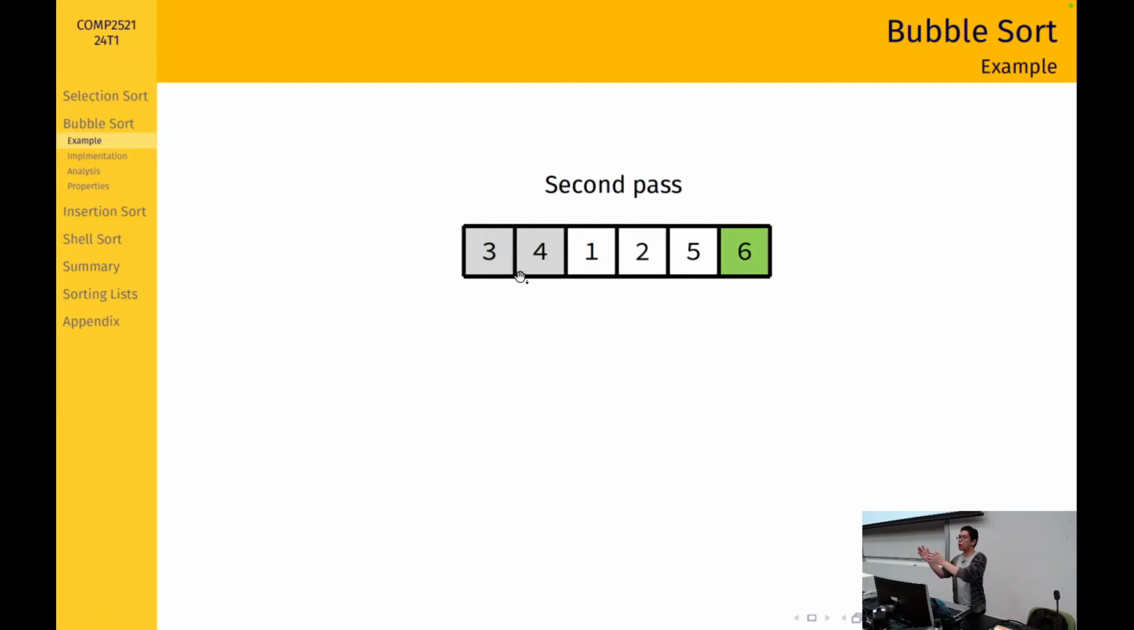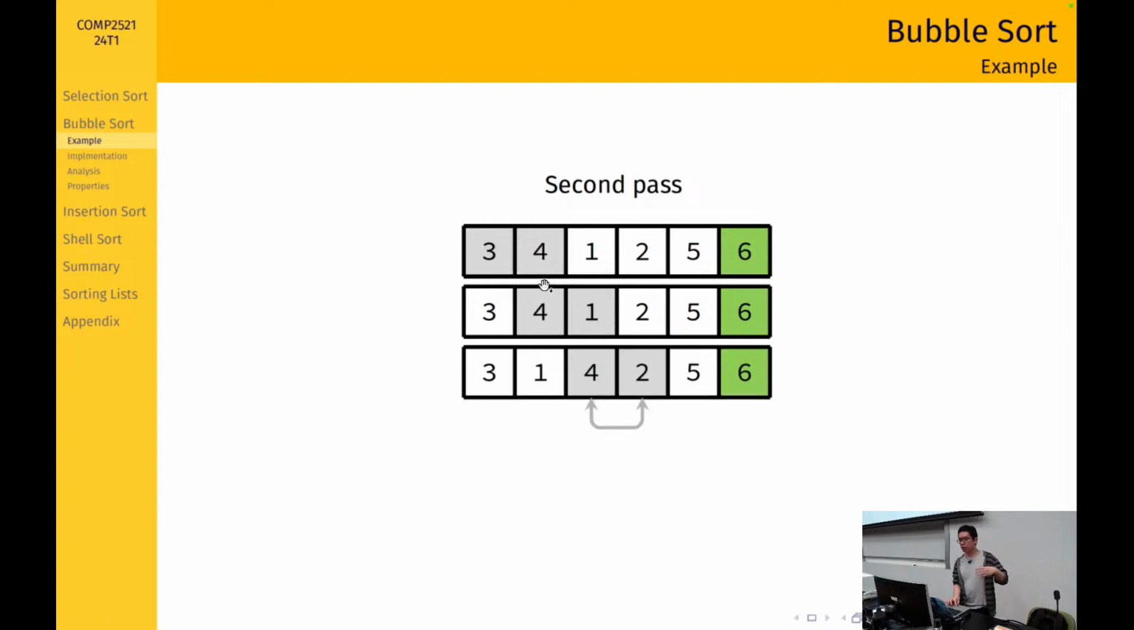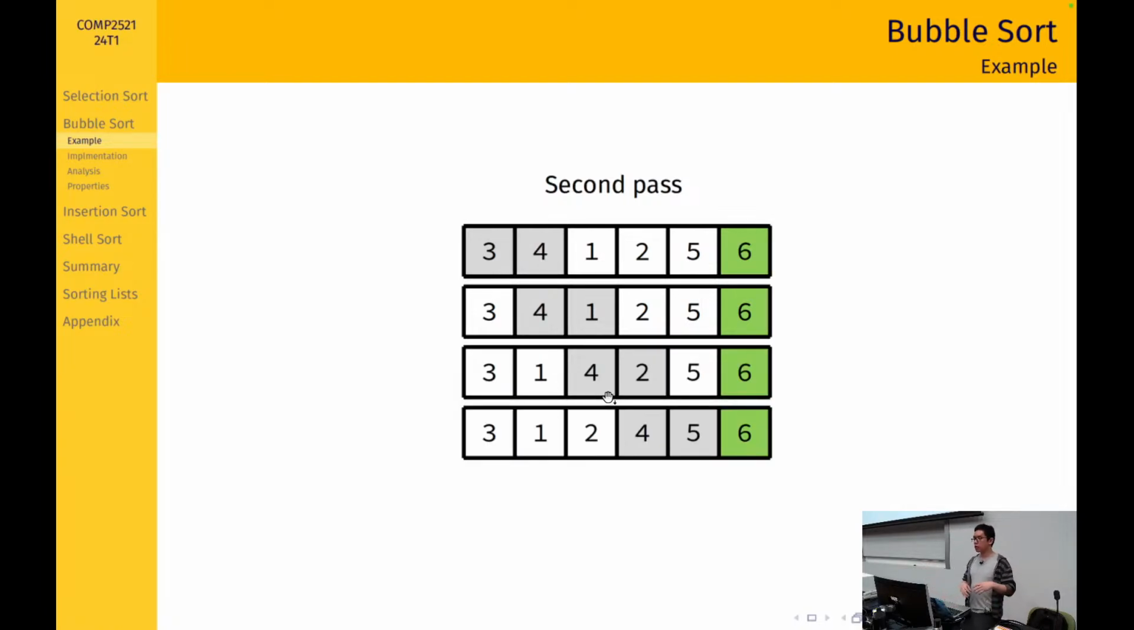So we're going to start from low again, right, from the left-hand side of the array. We're going to compare 3 and 4. Right, those are not out of order, so we don't swap them. Then we compare 4 and 1. These are out of order, so we do swap them. Then we compare 4 and 2. Right, these are out of order, so we swap them. Then we compare 4 and 5. Right, these are not out of order, so we don't swap them.